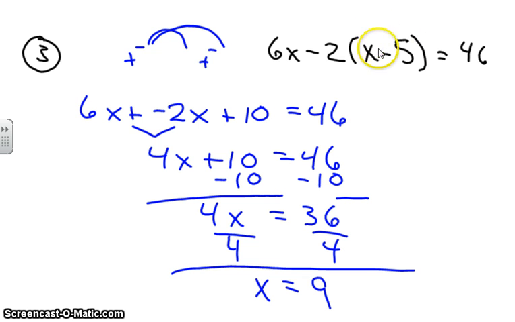9 minus 5 is 4, right? 2 times 4 is 8. Okay, so there's an 8 over here. 6 times 9 is 54. 54 minus 8, yes, that's 46.